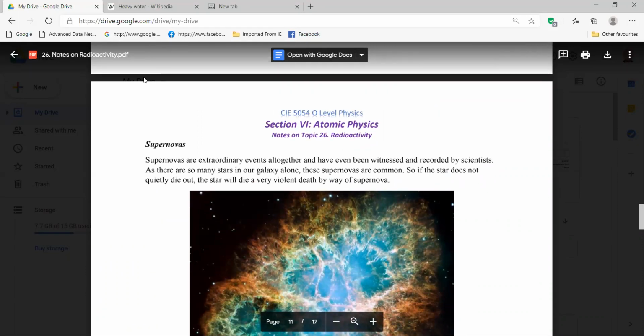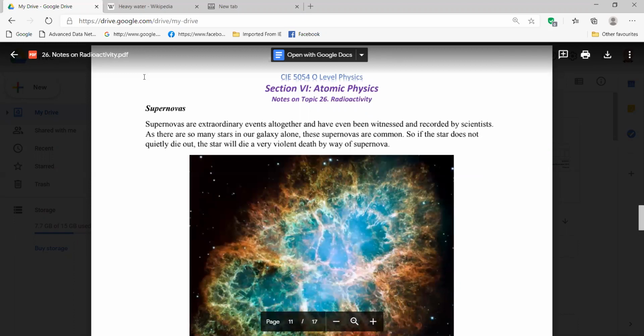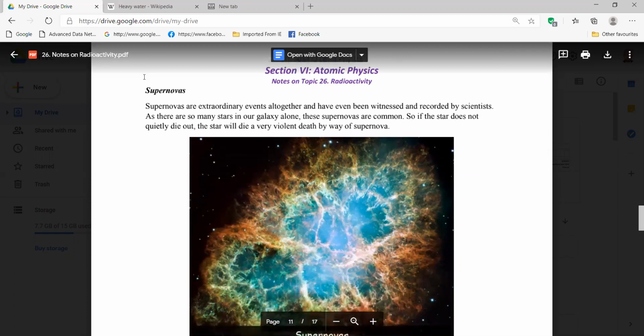Now, supernovas. We are discussing a little bit. Then you'll get some more ideas, hopefully. Can you continue, Adnan, this part? Supernovas. Supernovas are extraordinary events altogether and have been witnessed and recorded by scientists. As there are so many stars in our galaxy alone, these supernovas are common. So if the star does not quietly die out, the star will die out a very violent death by way of supernova.